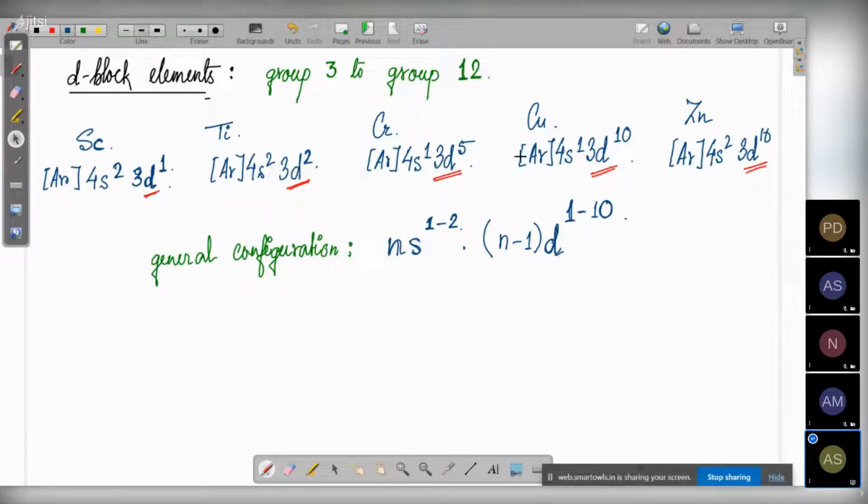Ns 1 to 2, because an electron must always be present in this s orbital. So that is Ns 1 or 2. And in (n minus 1)d, the value will range from 1 and can continue till 10. Because for titanium we are getting 2 electrons in the d orbital, for vanadium there will be 3 electrons. That's why, gradually, if you see the configurations, the electron numbers will be from Ns 1 or 2 and (n minus 1)d 1 to 10. So this is the general configuration of the d block element. Okay, is it clear?